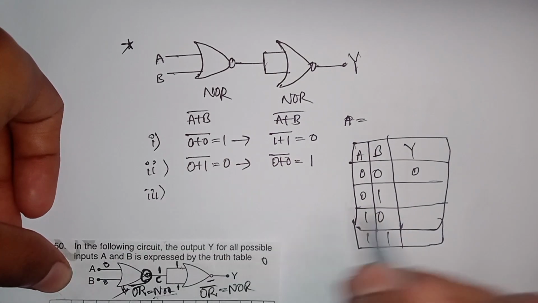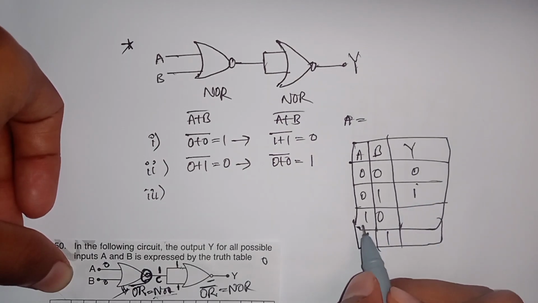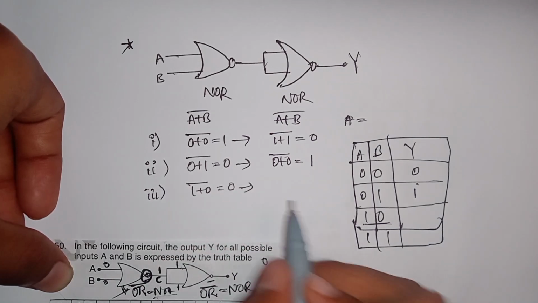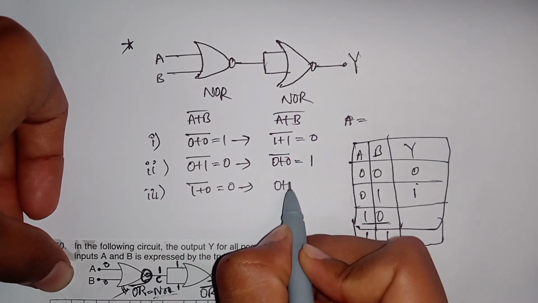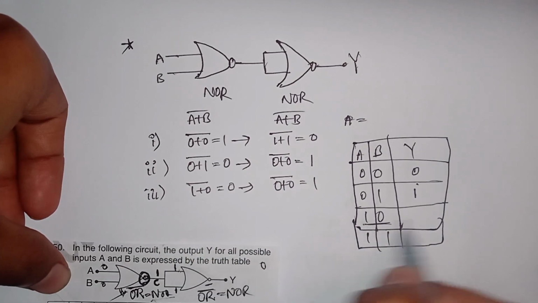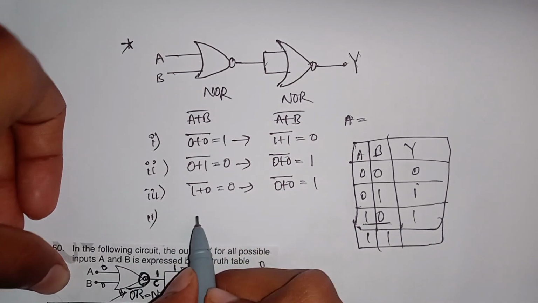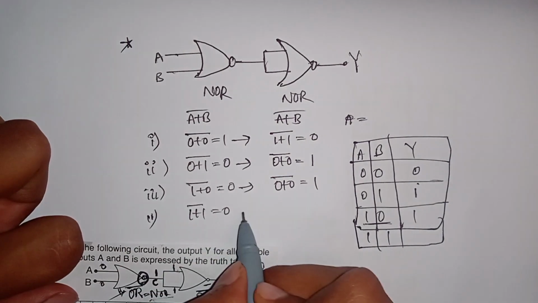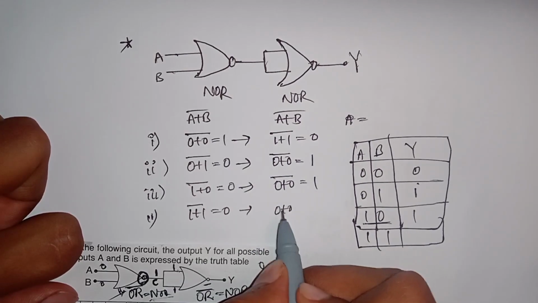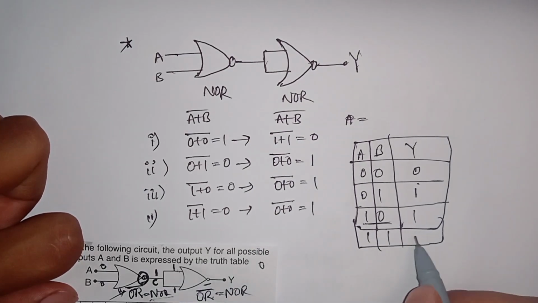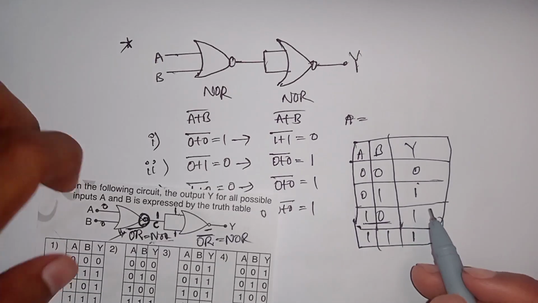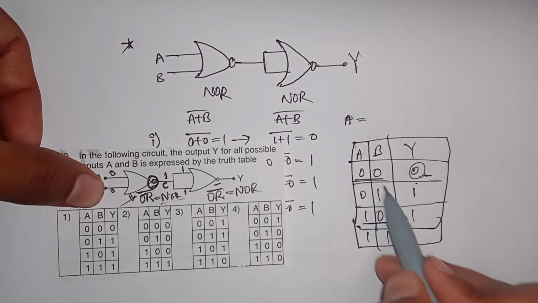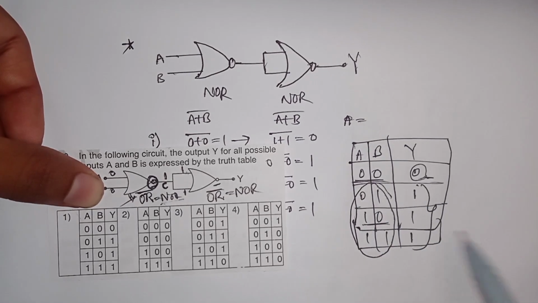In the third case, 1 and 0: 1 plus 0 is 1, inverse will be 0. If you put 0 plus 0, 0 will be 1. That is output 1. In the fourth case, if you put 1 and 1 for A, 1 plus 1 is 1, inverse will be 0. Again 0 plus 0 is 0, inverse will be 1. So output will be 1. From this we are getting the output Y. When A and B are 0, the output is 0. For all other cases we are getting the value 1.